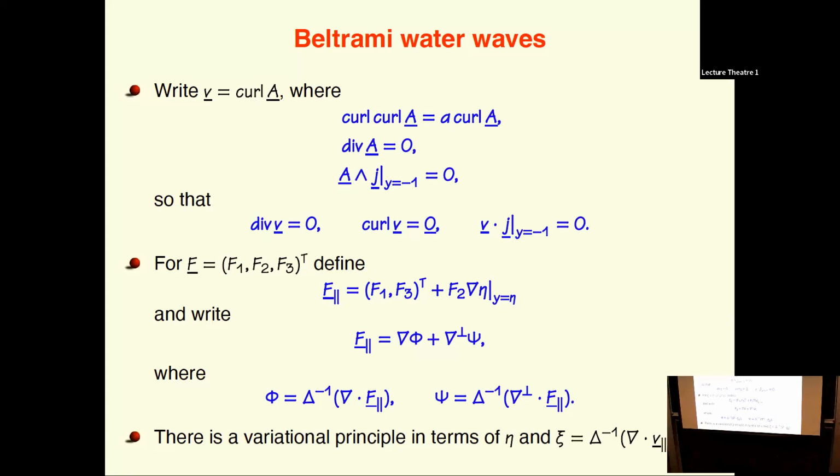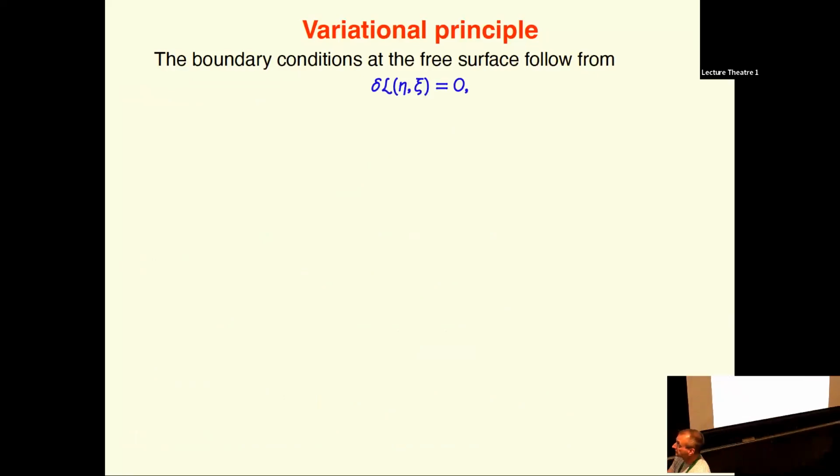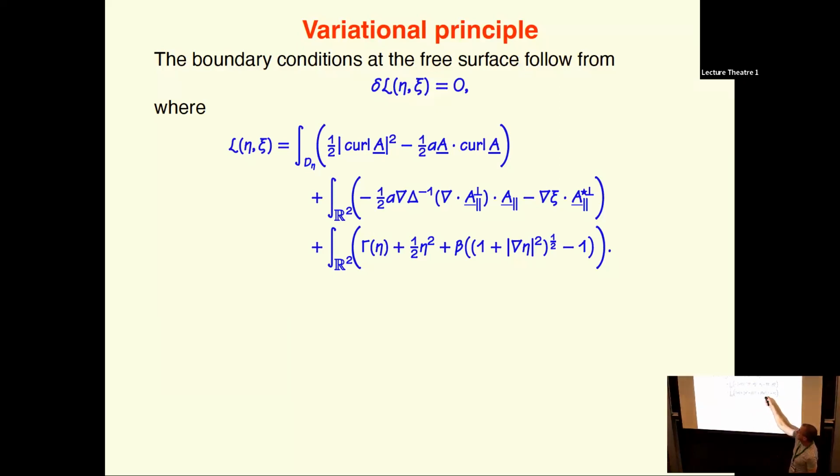Okay, let me just show you how it works. The details in this are kind of lengthy, but not really so difficult. But let me just show you how it works. So the boundary conditions at the free surface follow from the variation principle like before. Here's the variational functional. So this part gives you the velocity in the bulk. Then you've got a part here, which is obviously giving you the curl U is equal to alpha U. This part is giving you that. And then you've got some terms which are giving you the conditions at the free surface.